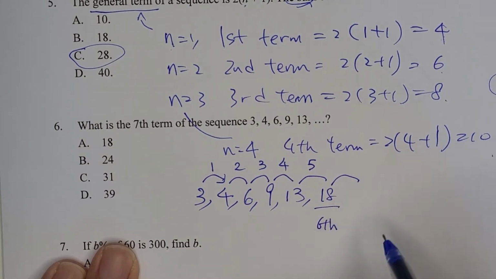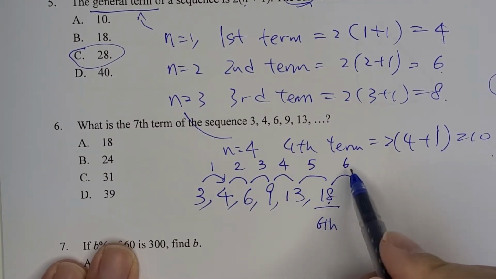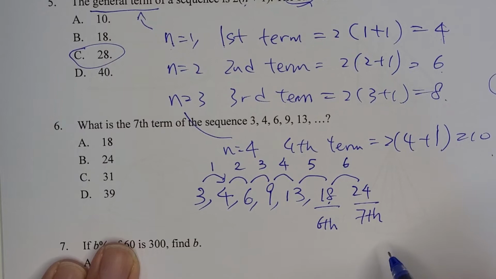So how about the next one? You look at the previous pattern, then you need to add 6. 18 plus 6, 24. So that is the 7th term. And therefore, the answer would be B.